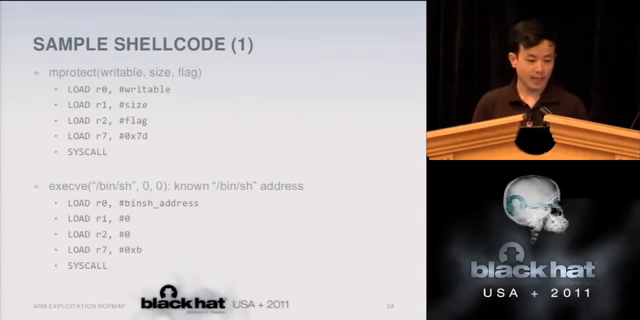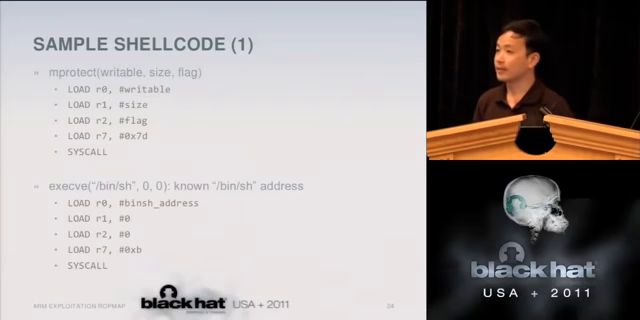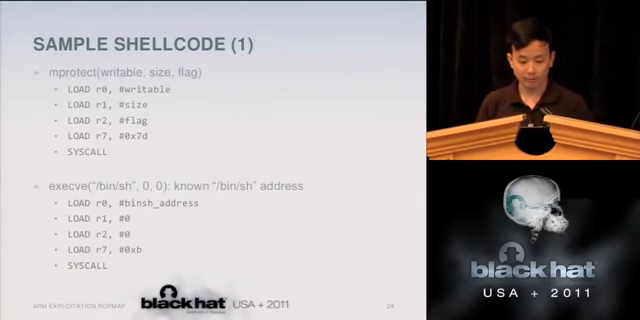Another example is execve /bin/sh 0 0. So you just repeat that process. Load R0 with the first argument, R1 the second argument, R2 the third argument, and the syscall number goes to register 7, then a syscall.